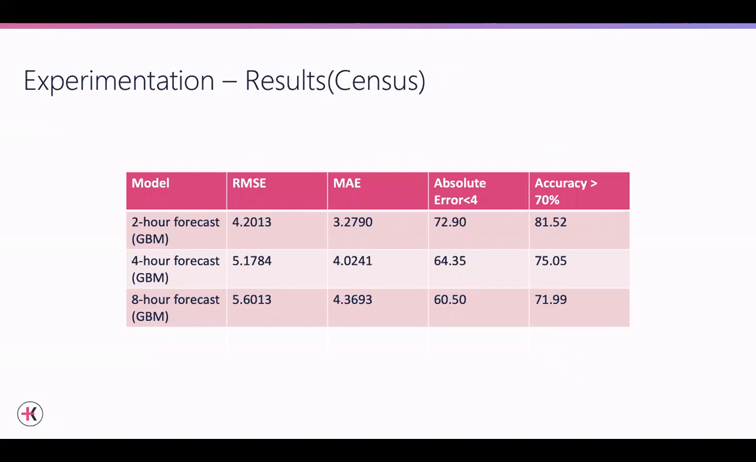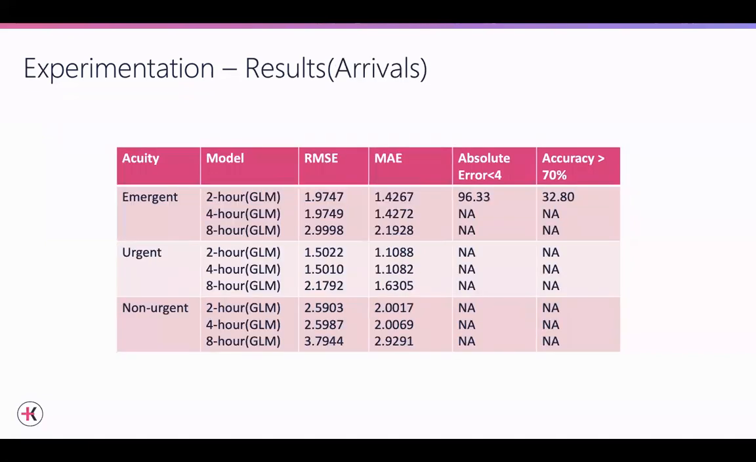Coming to the results, for census, we saw that gradient boosting methods are the best performing methods, and the 2-hour forecast, which will help the ED plan for the near-term surge, is the best model that we saw. We are within 4 absolute error for 70% of the times for the 2-hour forecast, and 65% for 8 and 4 hour. Coming to the arrival predictions, the major bucket that we want to optimize for is emergent, where we want to predict well for high acuity patients. We are within 4 absolute error for 96% of the times for emergent, and we also do well for urgent.